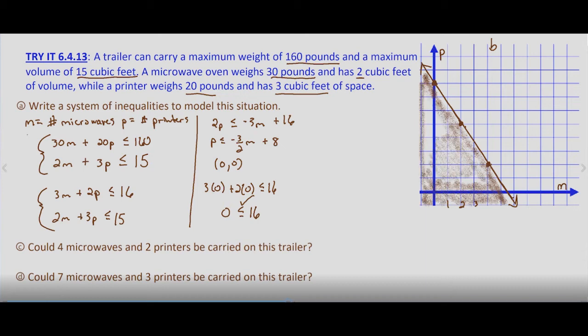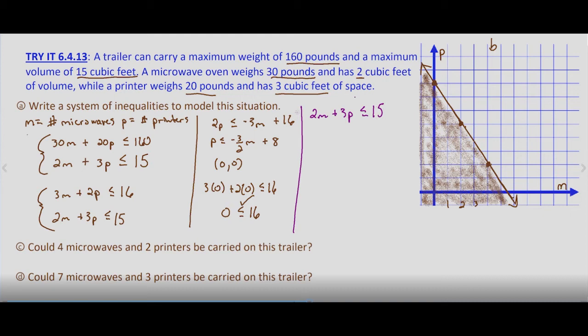And then we'll move on to our second inequality. I'm going to go ahead and change the color for clarity's sake. So we have 2m plus 3p is less than or equal to 15. And again, you don't have to put it in slope-intercept form. That's just a preference for me.